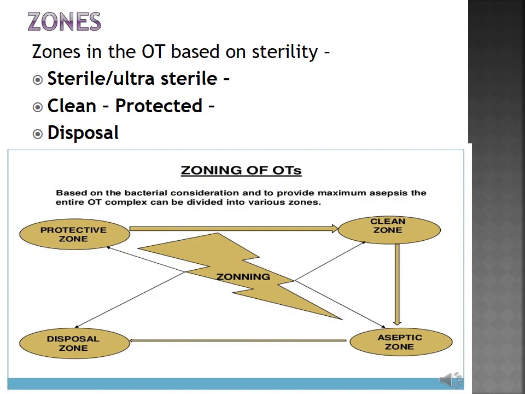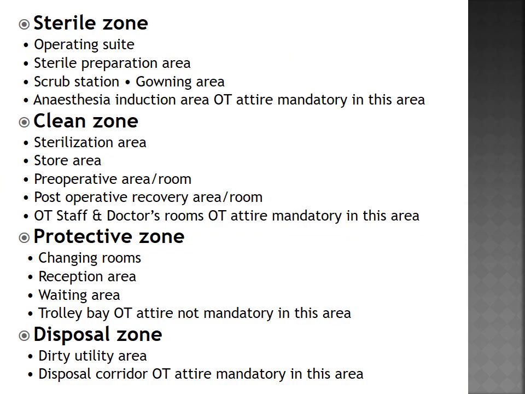The zones, as I mentioned to you, can be classified as sterile, ultra-sterile, clean, protected, as also the disposal. The sterile zone is nothing but your real operating theater room, the sterile preparation area, the sterile scrub station, the gowning area, and also the anesthetic area. So all these are considered as the sterile zone.